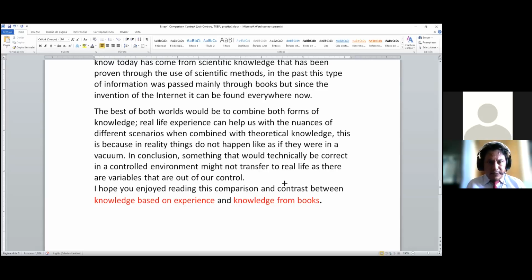Something that would technically be correct in a controlled environment might not transfer to real life as there are variables that there are, oh wait, as there. I thought I used the wrong the. I don't know.